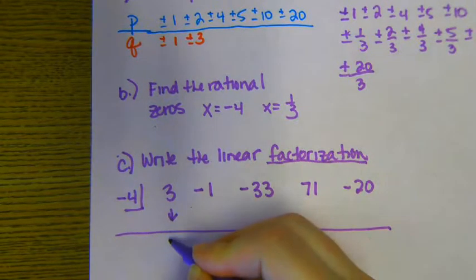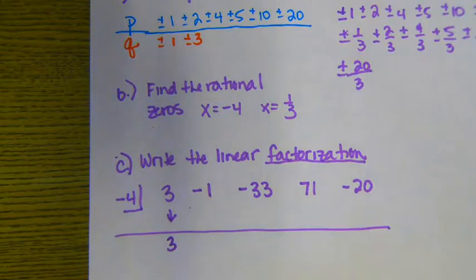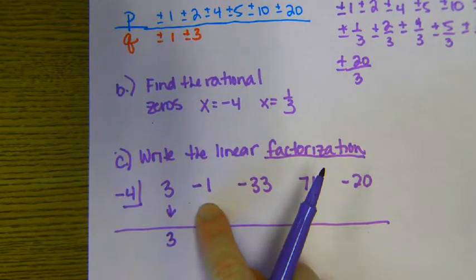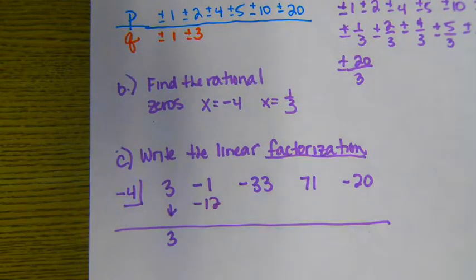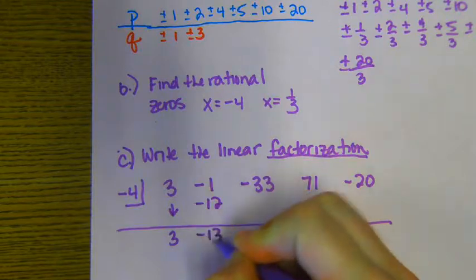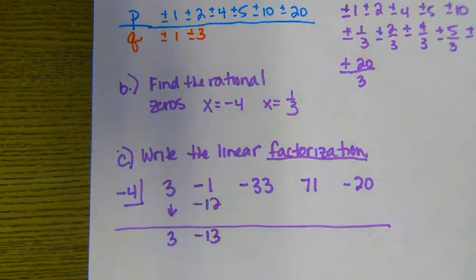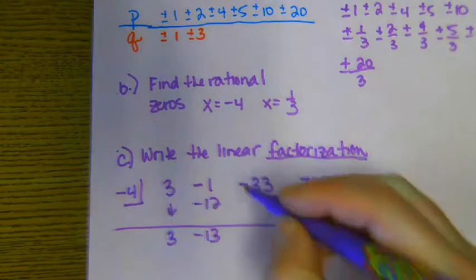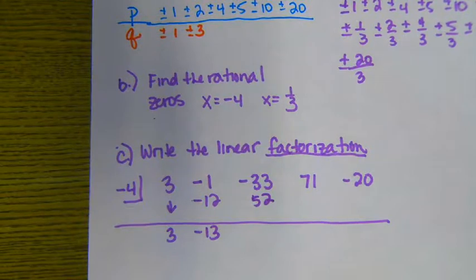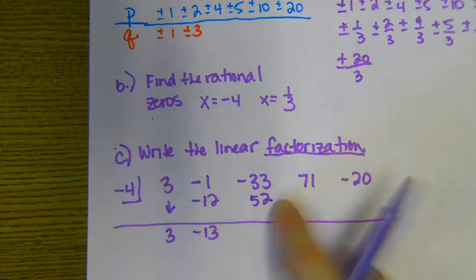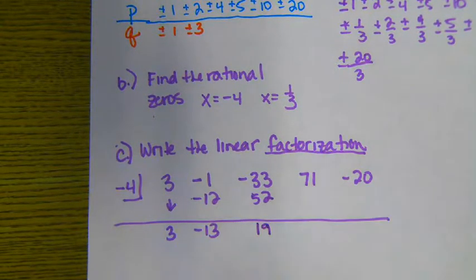All right, we get a 3. You might need your calculator out, I don't know. Then we get a... not yet, I hope. What's -4 times -13? Positive 52. -33 plus 52. 19.